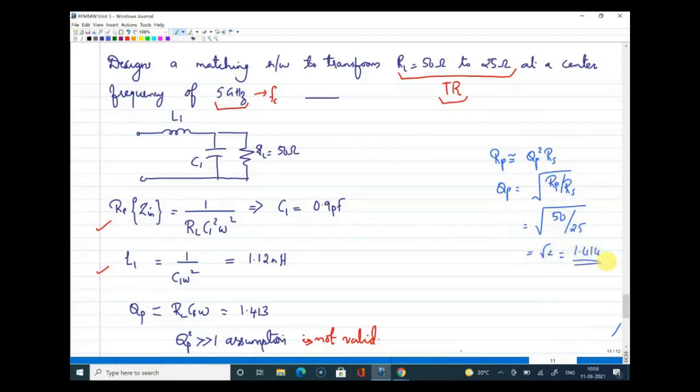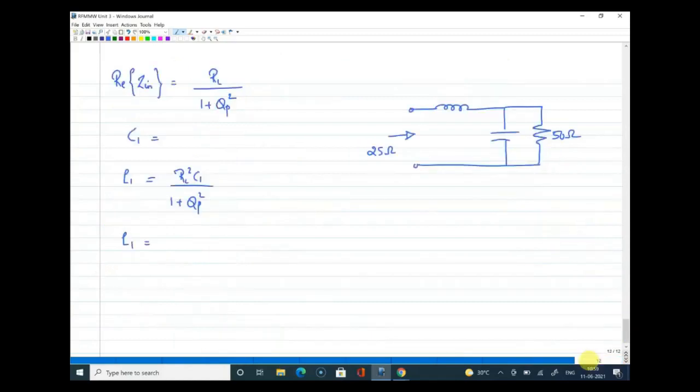That means your Q factor is very low. So directly you can go with the exact equation. No need to apply the assumption that the Q factor is large. You can always verify the Q factor and then go ahead with the design. And if you do this, can I get the answers for C1 and L1?